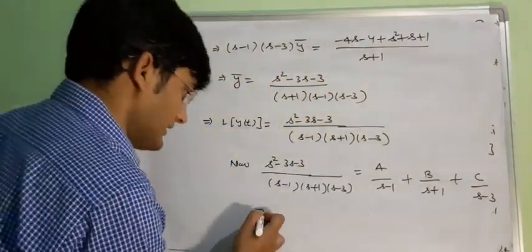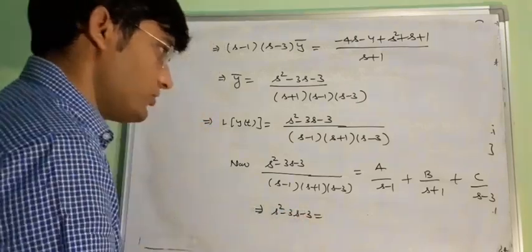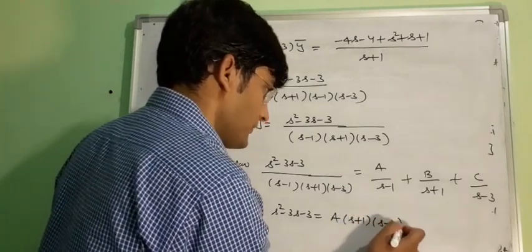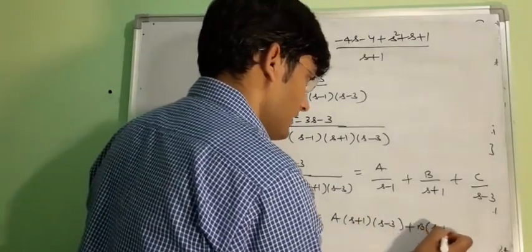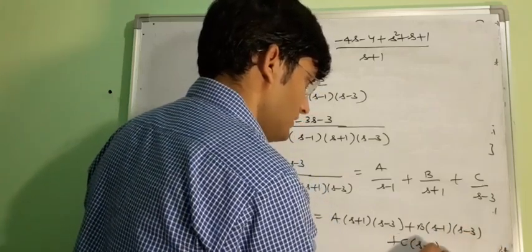So let us take the LCM. In the left hand side we will have s square minus 3s minus 3, then a into s plus 1 s minus 3, plus b into s minus 1 s minus 3, plus c into s minus 1 s plus 1.